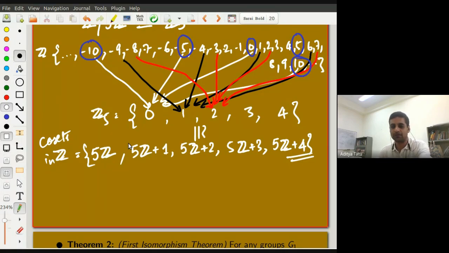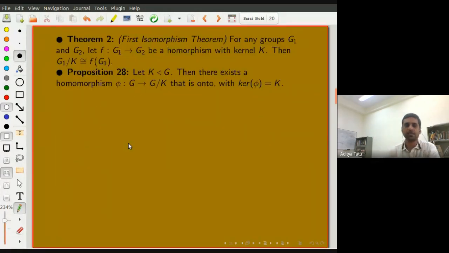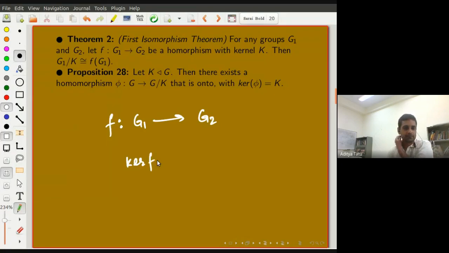So, no issues. So then I'm assuming that this is clear. Then we move on to the next result. What we did as of now is we looked at a homomorphism F from G1 to G2. Then we obtained the kernel of F and we showed that we can obtain a new group by taking the quotient of G1 with the kernel of F.